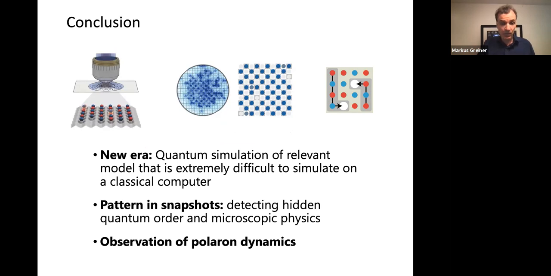And with the quantum glass microscope, we can take these kind of snapshots and patterns, and we have some evidence for this Polaron dynamics, which is quite intriguing.